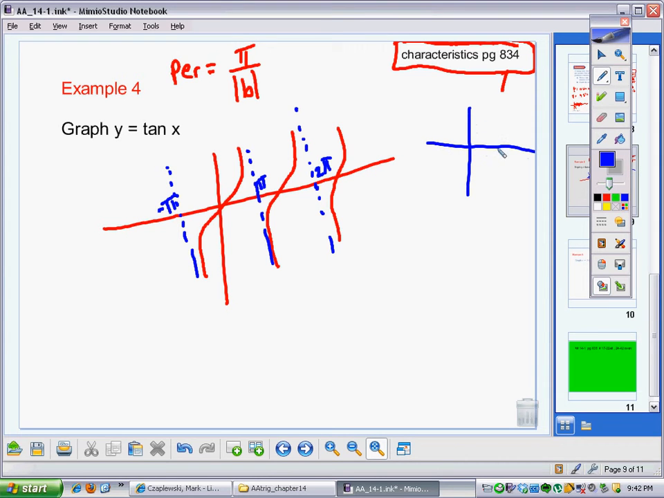Why are they there? Here's an example of why the asymptote is at pi. This is pi. This ordered pair is 0, 1. And tangent is sine divided by cosine, which is undefined. That's why you need the asymptote. So that's just a quick example of tangent.